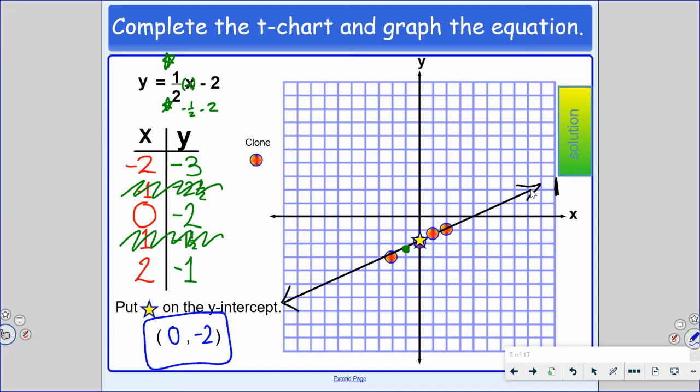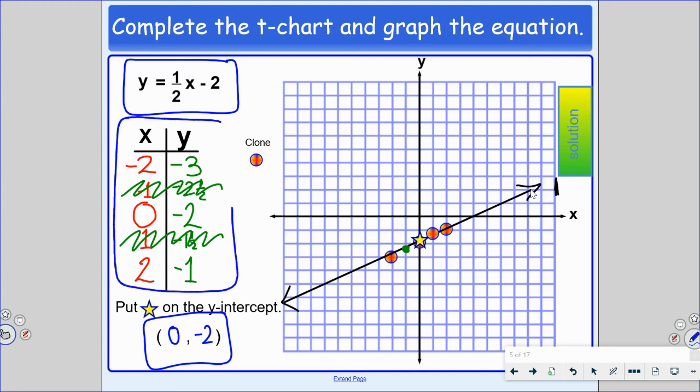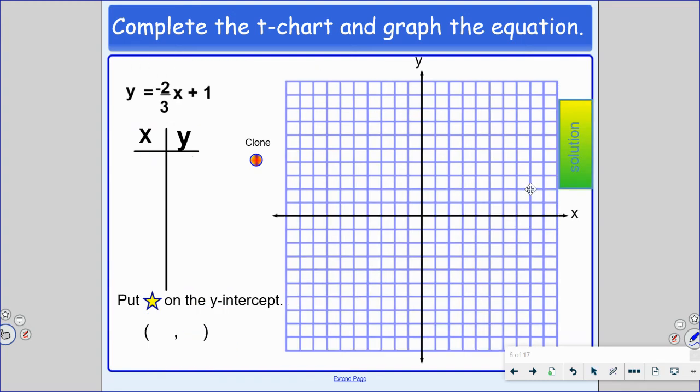I'm wondering if you're starting to see a pattern with the y-intercept. I'm wondering if you're seeing a pattern with the equation that tells you what the y-intercept is. I'm wondering if you can see on the table something about the y-intercept. So I'm just planting a seed. Keep it going.